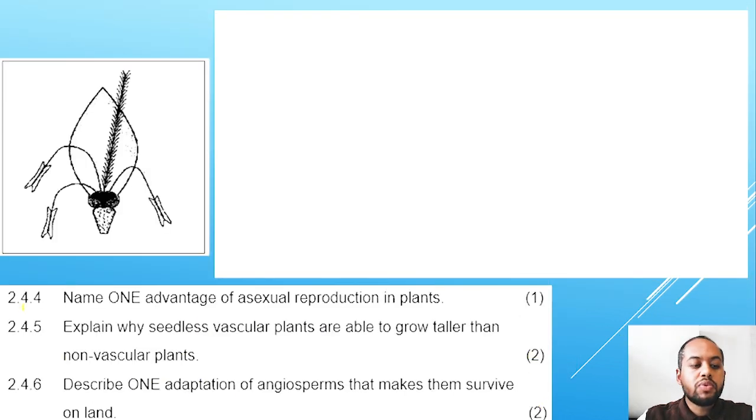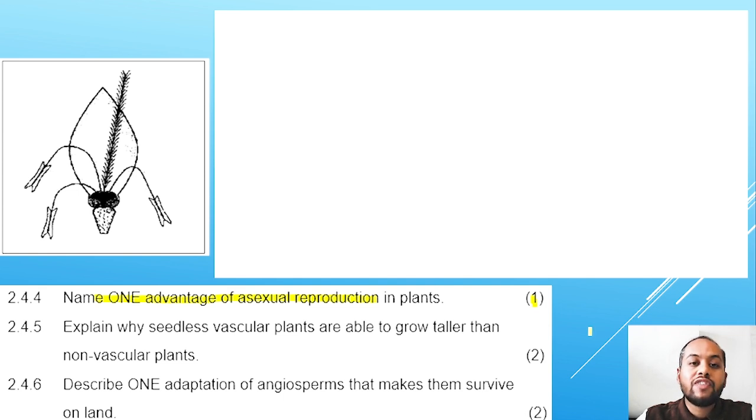The next question, 2.4.4, says, name one advantage of asexual reproduction in plants for 1 mark. Remember, we spoke about sexual as well as asexual reproduction. Sexual reproduction was different from asexual reproduction because it needed to occur using gametes, male gametes and female gametes, sex cells. Asexual reproduction only involved one parent, since it underwent the process of binary fission.